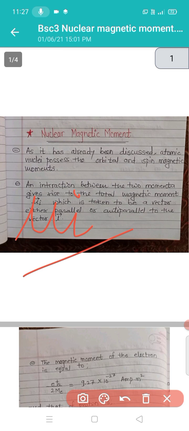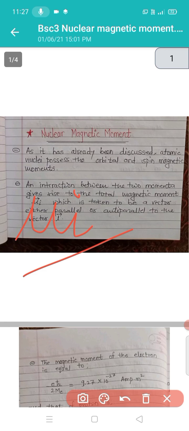Mu I represents the total magnetic moment. The nuclei possess both orbital and spin magnetic moment, and an interaction between these two magnetic moments gives rise to a total magnetic moment, which is represented as mu I. This is the nuclear magnetic moment.